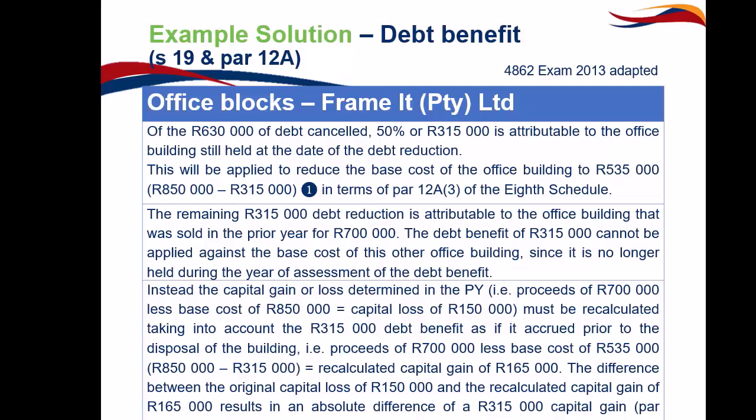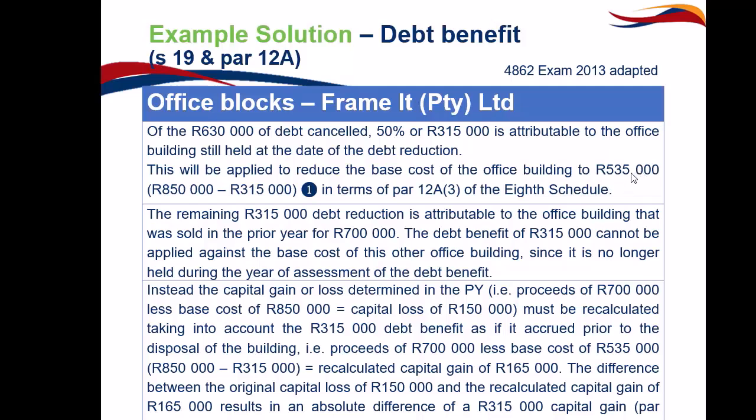Right, so what are we going to do? We're going to reduce the base cost, which is 850,000, with the debt benefit of 315,000. So at the end of the day, we are left with a base cost of how much?